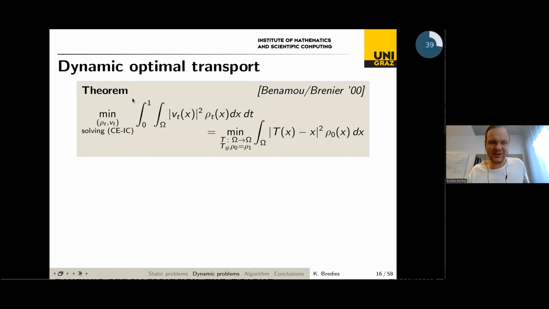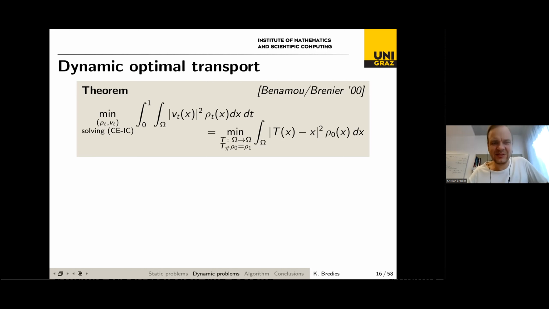Another main point of dynamical optimal transport, an observation by Benamou-Brenier, is that if you minimize this energy here, which is basically the Euclidean norm squared of the velocity, weighted with the probability measure over space-time, and of course they have to solve the continuity equation and initial and final constraints, then this minimum will be the same as if you just solve the static optimal transport problem. So this is a very crucial observation, a fundamental of dynamical optimal transport.